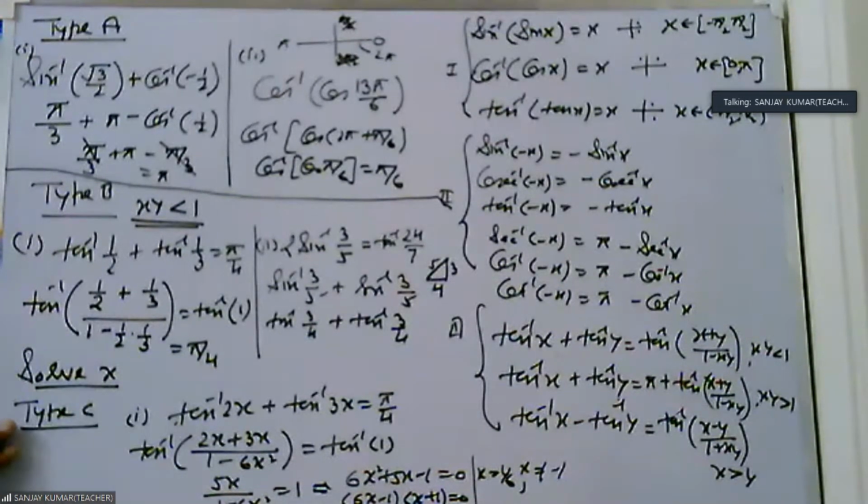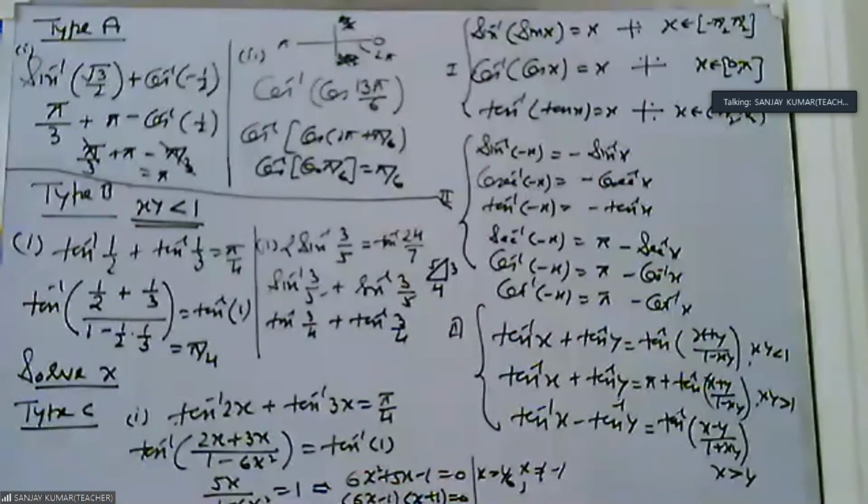Now solve for x. This is type C. So copy down all these things or take a screenshot. This is all about inverse trigo. In type C, we also discussed one question that is sine inverse. That is the question of sine inverse. So today we again revise the sine inverse question. Then after that we start the different thing. So please copy down this question.